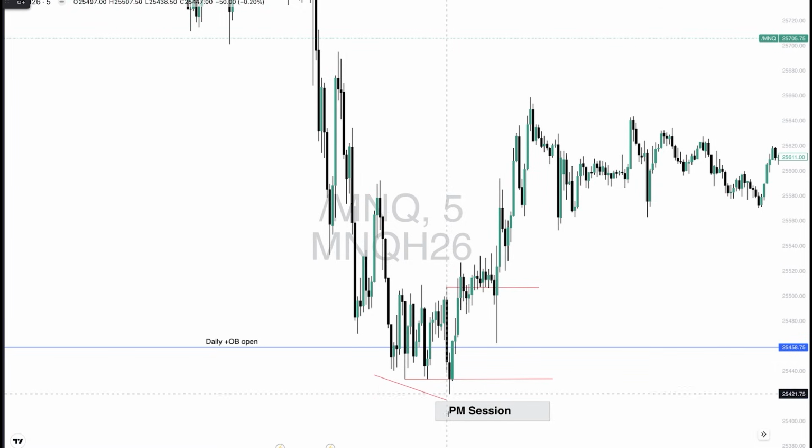So NQ was making lower lows, but ES was actually failing to make lower lows. ES actually made higher lows. So that's actually a further confirmation, especially when we're trading with our bias. And obviously there's other things that you can add to it to further enhance the logic.